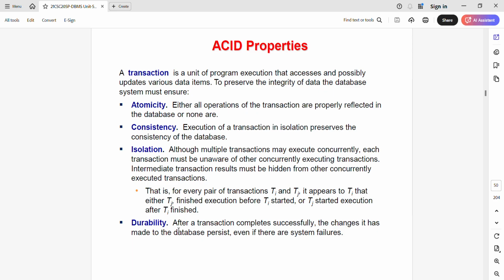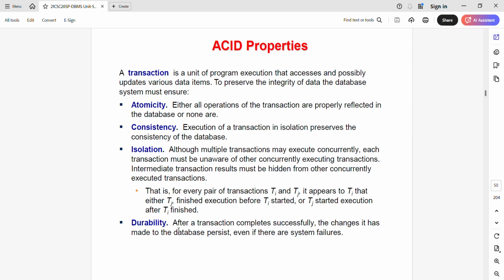So transaction means, as I have mentioned, a unit of program execution that accesses and possibly updates various data items. To preserve the integrity of the data, the database system must ensure atomicity. Atomicity means either all operations of the transaction are properly reflected in the database or none should be reflected in the database. That is atomicity.